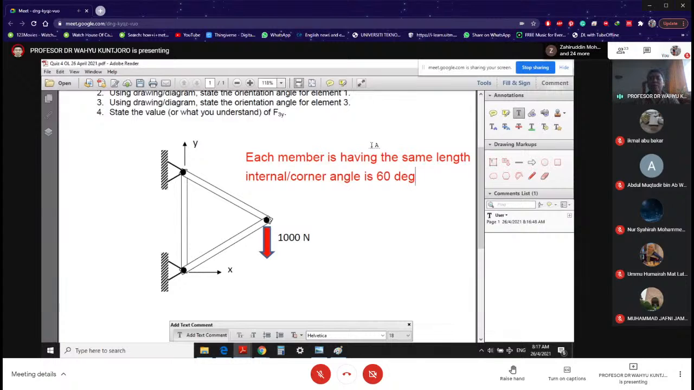That is what you have learned a long time ago: when you have a triangle where each member has the same length, then the angle of the corner is going to be 60 degrees. You need that information because, of course, you need to state the orientation angle. This member is vertical, of course. So with that, you are able to answer this quiz.